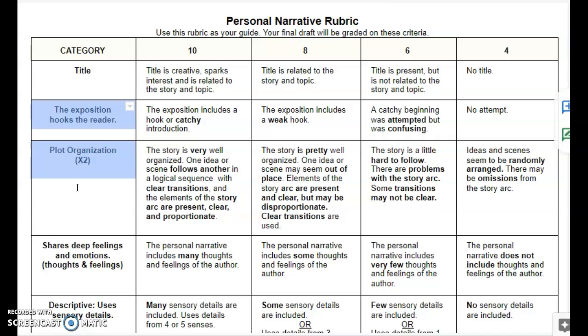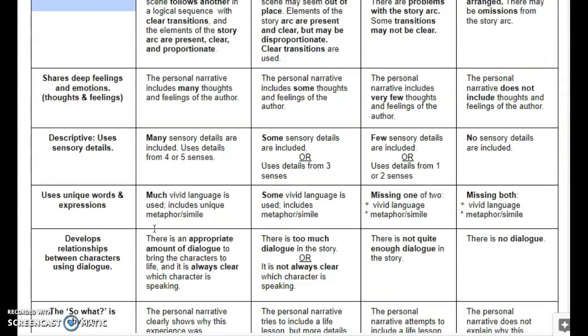There's something at the very beginning that's interesting and makes people want to continue to read. And then the plot organization is just the regular: have a beginning, a middle, and end. Make sure you have the story arc there. Everything goes in a logical order. It's easy for people to follow your story. We know when we're moving from one place to another or from one idea to another, right? It's just easy to follow.